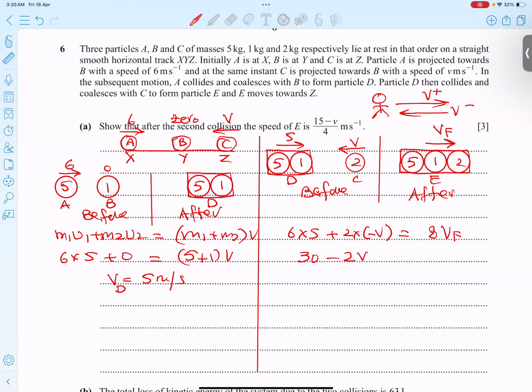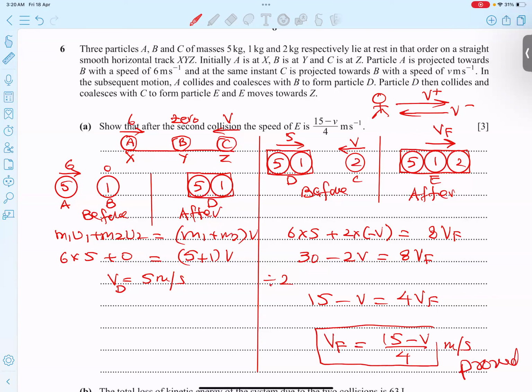So this becomes 30 minus 2V is equal to 8 VF, and we have to prove this velocity. First of all, I think we divide by 2. I get 15 minus V is equal to 4VF. This 4 will divide, and we got our answer, final velocity, 15 minus V over 4 meters per second. So proved. So this is done. I hope the point is very clear.